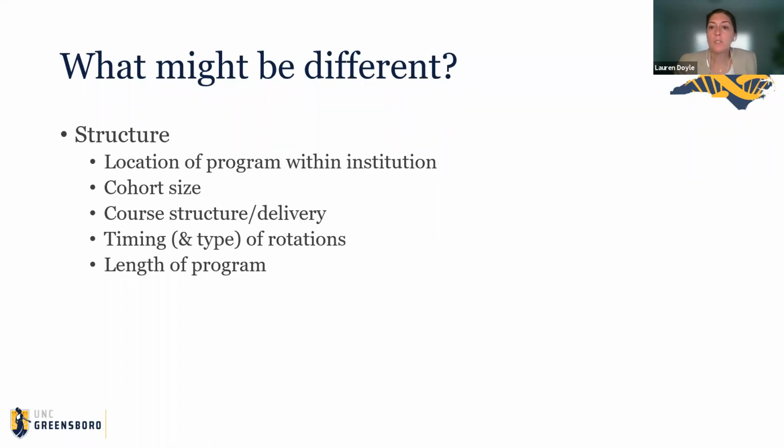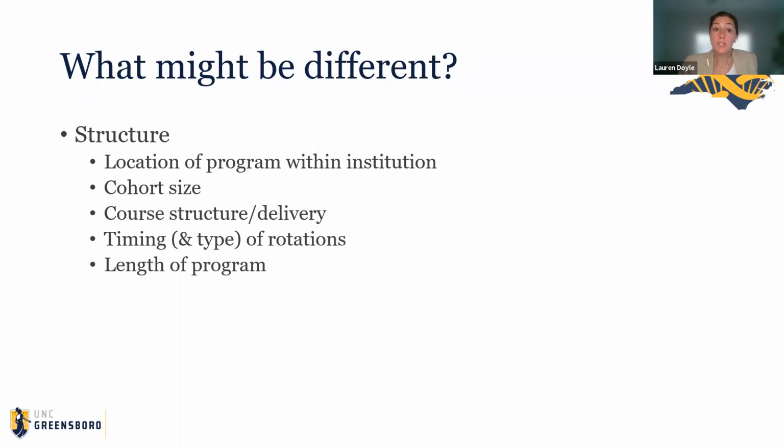Course structure and delivery refers to the days of the week courses are held. So for example, are courses 1 day a week, 2 days a week, 3 days a week, 5 days a week? Does it change from the first year to the second year? Are you in classes 4 or 5 days a week in year 1 and 2 to 3 days a week in year 2? Is it all the same? Are all of the courses in person? Are some of them in person and some of them virtual? Are they all virtual? Are the virtual courses synchronous? Are they asynchronous? Those are all things that could be different by program.